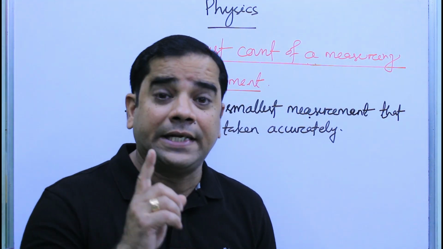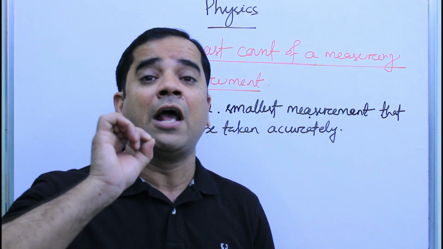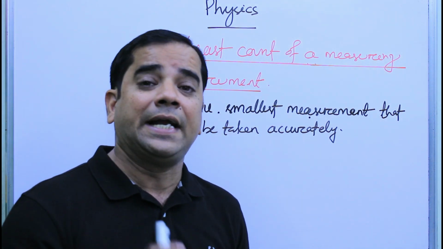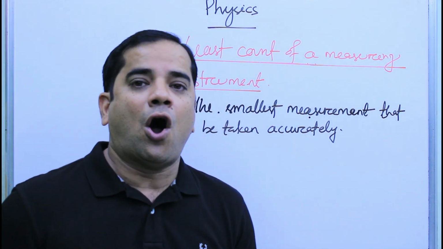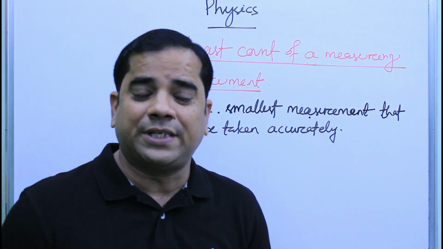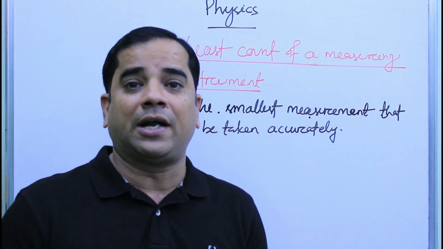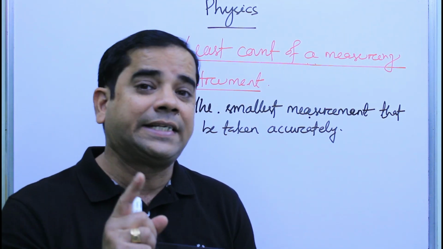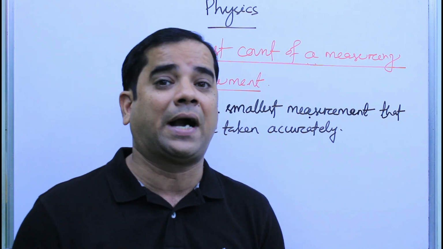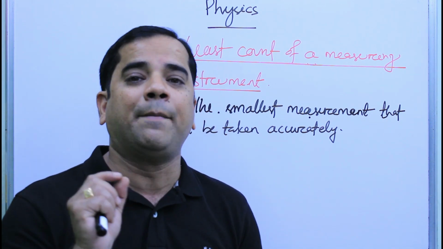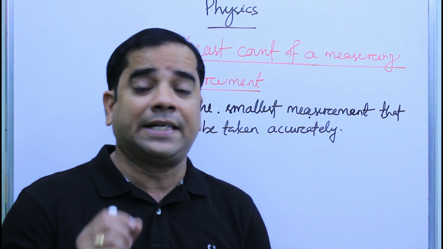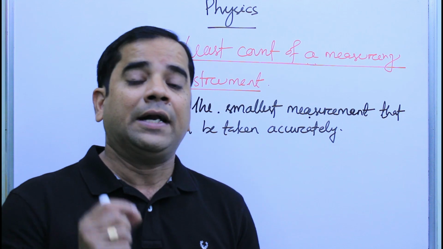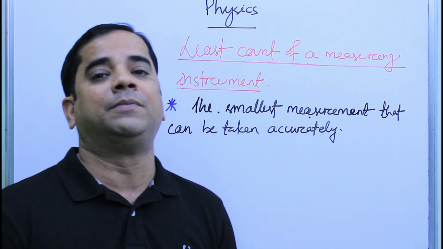What is least count? Least count is nothing but the smallest measurement that can be taken accurately using a measuring device. We can take the example of a metric ruler which we use in general. This metric ruler is graduated with 30 centimeters at one side and each centimeter is divided into 10 equal parts. So each part is of 1 millimeter. So what is the least length we can measure using this metric ruler? That is 1 millimeter. So 1 millimeter is the least count of this metric ruler.